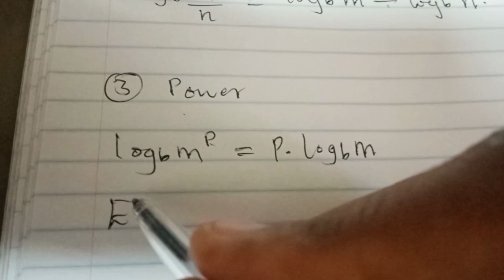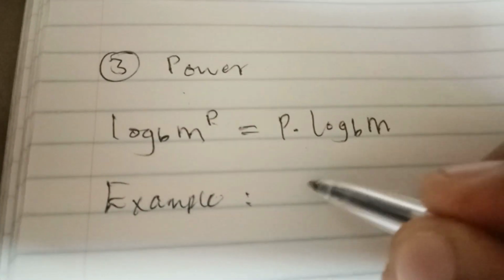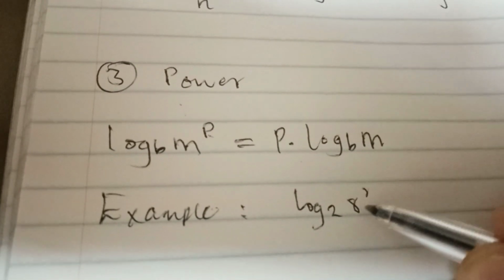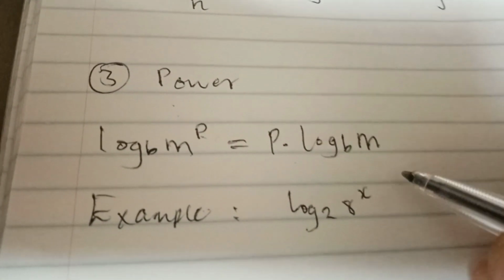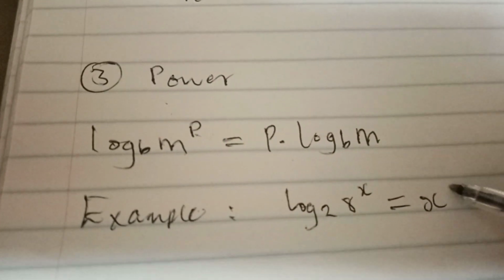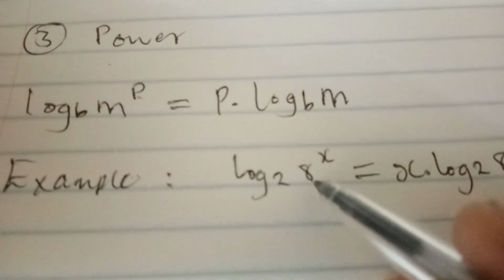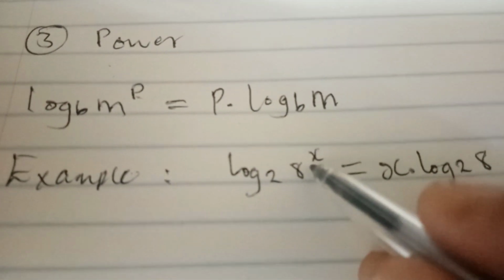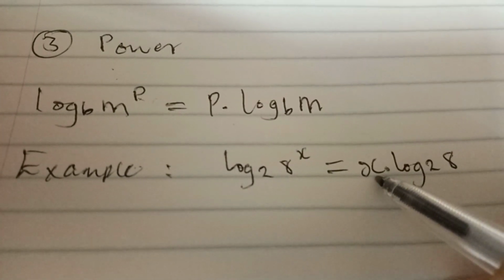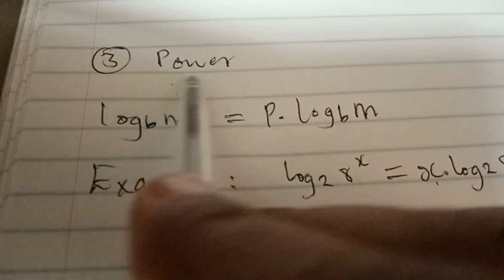So let's look at an example to further explain this property. Here we're going to have log_2 of 8 to the power of x, and according to this property, this is going to be equal to x, the power of 8, multiplied by the log_2 of 8. So whenever you have something to the power of x, what you do is just multiply the whole thing by the power. That's what's happening here, hence the property is called power.